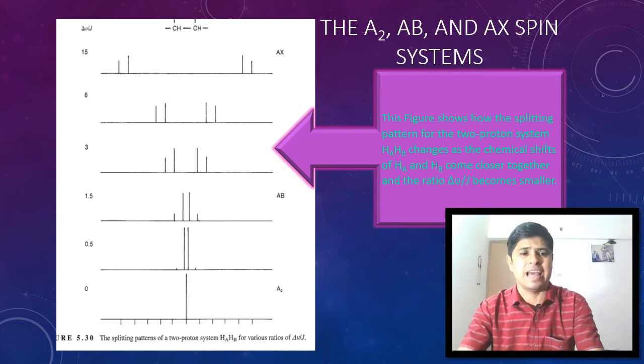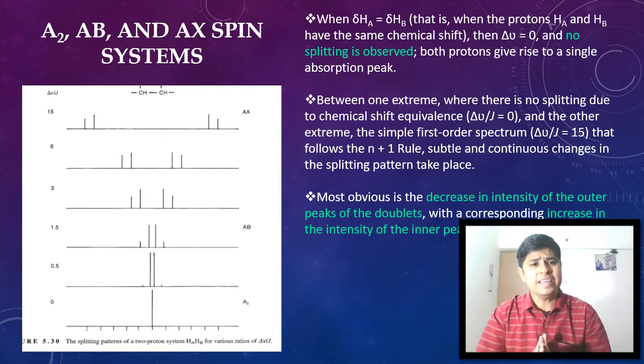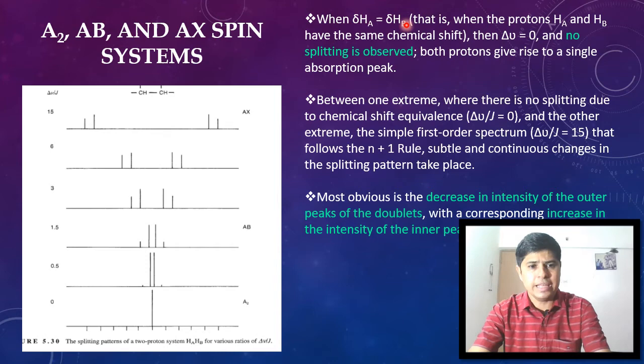Now let's see the next slide. Again, in continuation of A2, AB and AX spin systems, we can say that when delta HA is equal to delta HB, that is when the two protons HA and HB have the same chemical shift, then delta nu by J is equal to 0. When these two protons have the same chemical shift, at that time we will have A2 spin system. At that time no splitting is observed, and we will get a single absorption peak, that is a singlet.